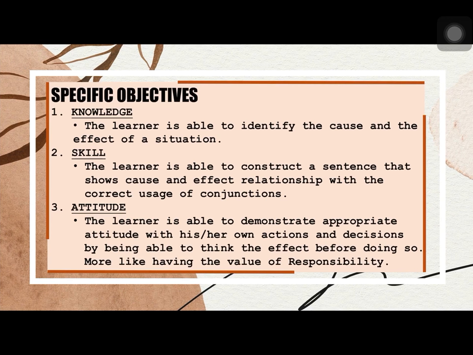Skill. The learner is able to construct a sentence that shows cause and effect relationship with the correct usage of conjunctions. Note that it has a conjunction. And number 3, the attitude. The learner is able to demonstrate appropriate attitude with his or her own actions and decisions by being able to think of the effect before doing so, more like having the value of responsibility. So also, just like we have here, integration of values to our students.